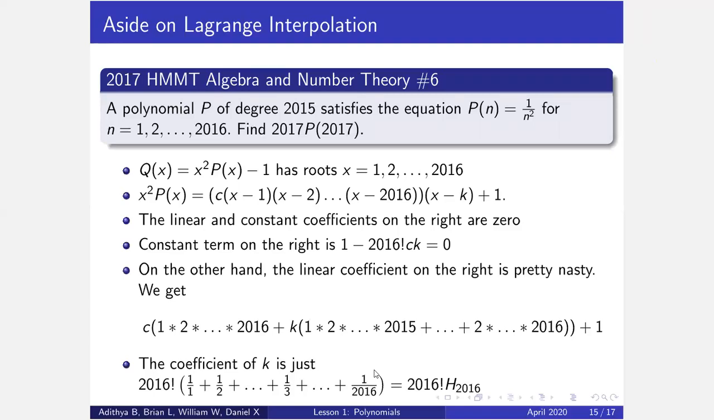Now that we know K is equal to -1 over H 2016, we go back to the equation we have above with the constant term being 0. That means 1 plus 2016 factorial over H sub 2016, C is equal to 0. And that means C is equal to -H 2016 over 2016 factorial.